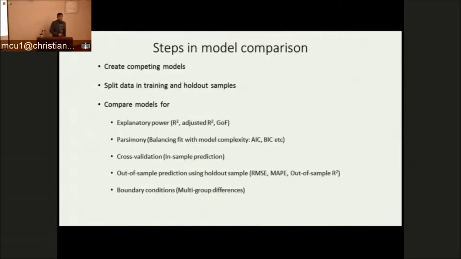So quickly going through the steps in model comparison, I would create competing models. Based off of those two theoretical models, I would create alternative model specifications. I would split the data into training and holdout samples, and then compare the models for their explanatory power. I would look at their parsimony. I don't want overfit models. I would look at cross-validation, which is in-sample prediction. This is another metric that PLS provides. And then I would look at out-of-sample prediction using the holdout sample. Okay? And finally, I would look at the boundary conditions.